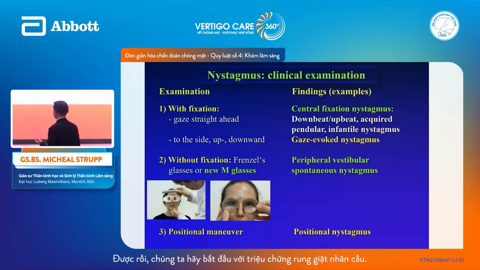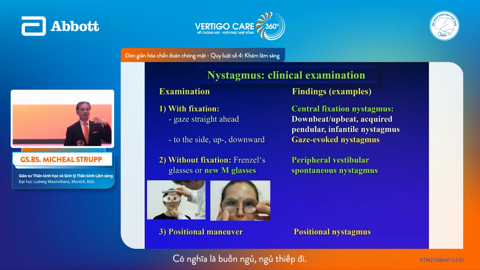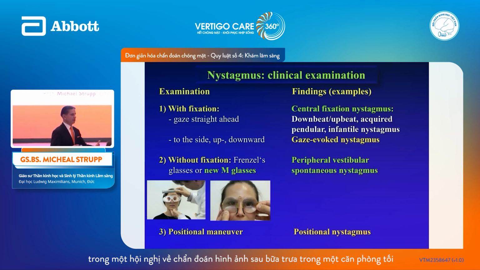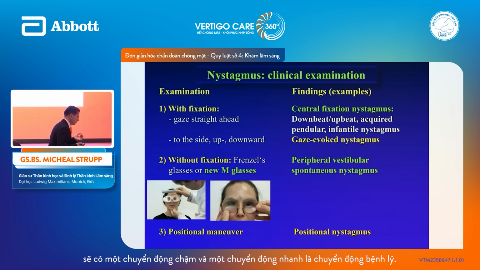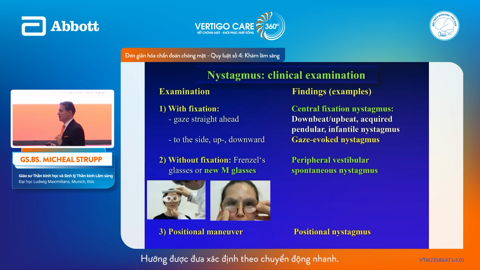Okay, let's begin with nystagmus. What is a nystagmus? We will have a session tomorrow. It comes from the Greek term nystagmos, that means getting drowsy, falling asleep. If you do that in an after-lunch radiology conference in a dark room, there's a slow movement and a fast movement. The pathological one, falling asleep, of the eye movements is the slow one. And the fast one brings the eyes back to the primary position. The direction is given according to the fast phase. The most frequent one, of course, is a spontaneous nystagmus. We'll talk about that in greater detail tomorrow.